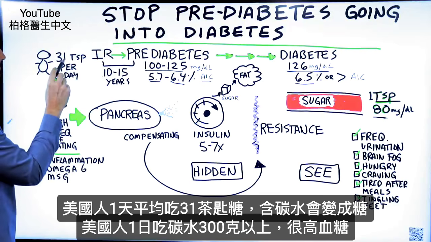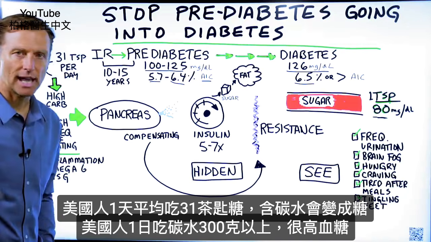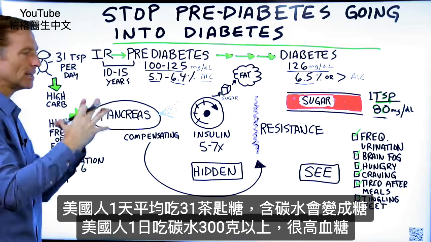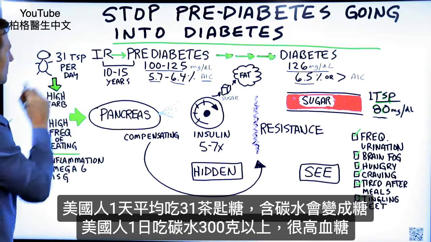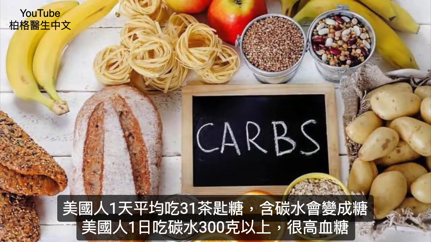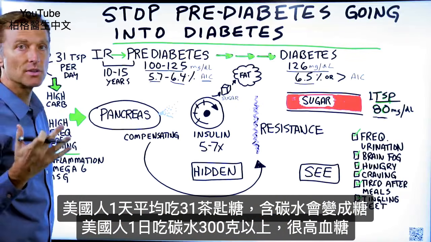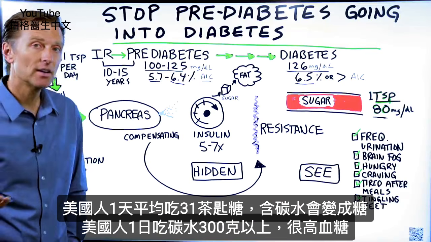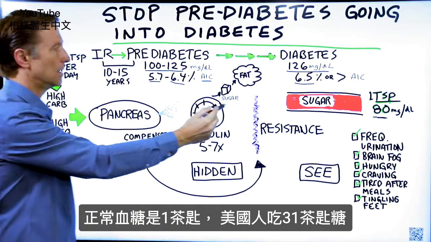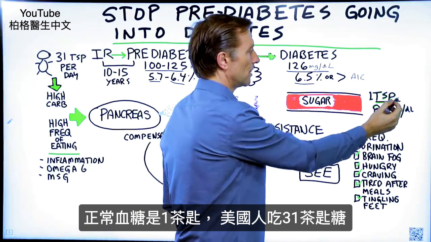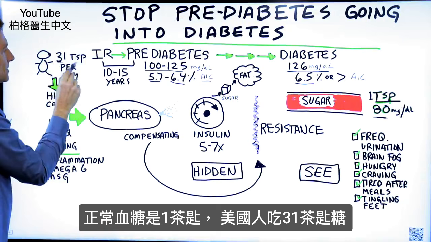Now, what happens is this. An average person consumes about 31 teaspoons of sugar every single day. And I'm talking about the other carbohydrates that can turn into sugar as well. It's not all just teaspoons of sugar. So they're consuming a lot of carbs, roughly could be around 300 grams or even more for the average American. So that's crazy amounts of sugar. Now, look at this. A normal blood sugar is only 1 teaspoon of sugar. Over here, we got 31 teaspoons.